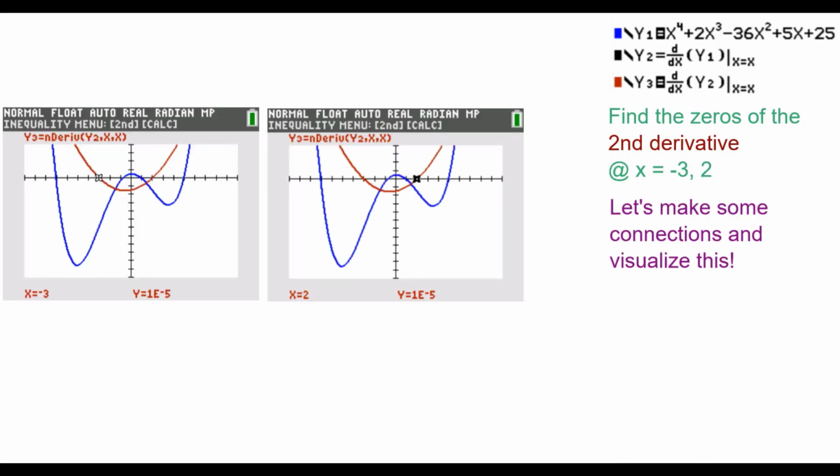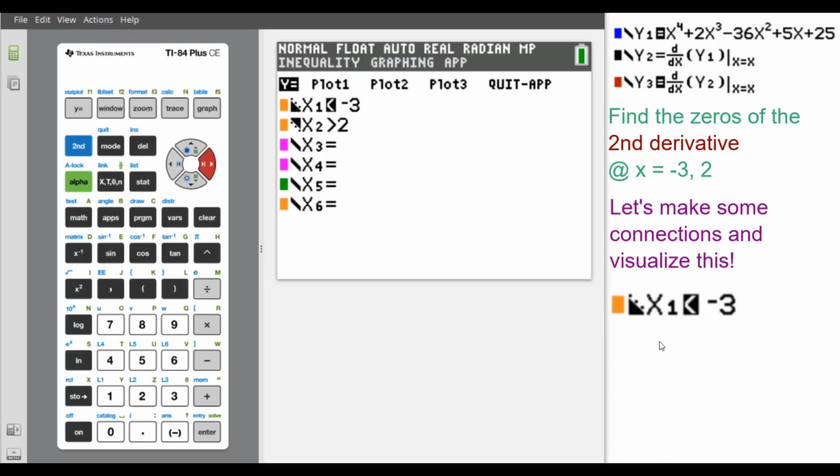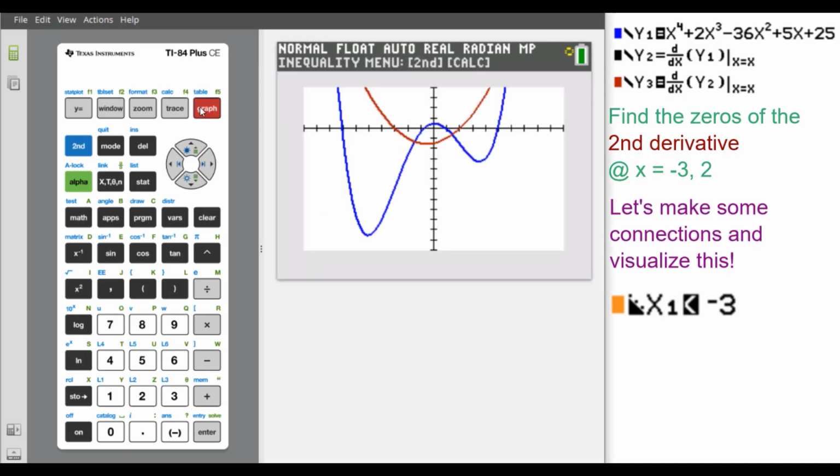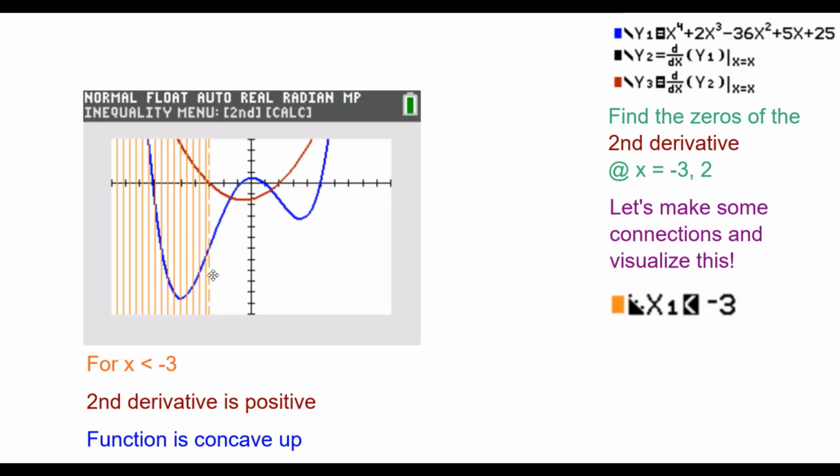Let's make some connections and visualize this. Let's go ahead and graph the inequality x is less than -3. And you can see that when x is less than -3, the second derivative is positive, and the blue function is concave up.